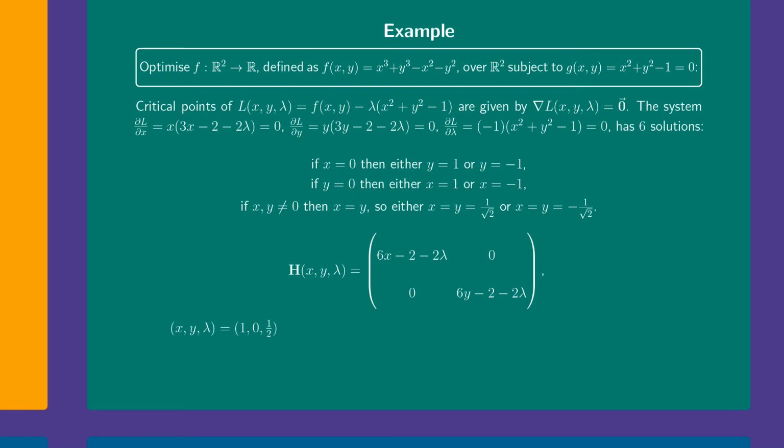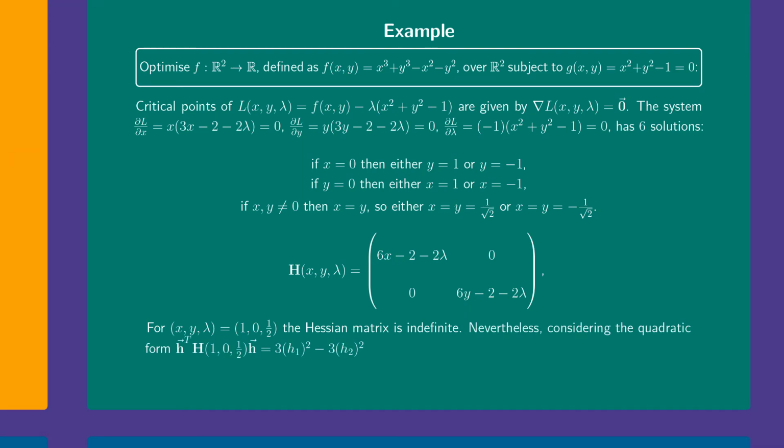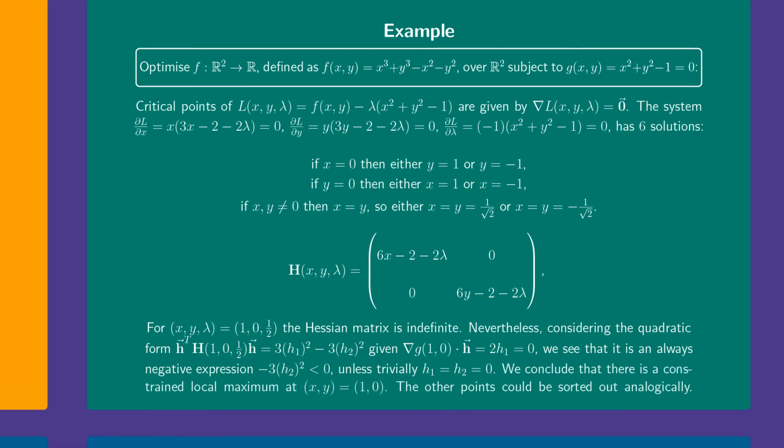Substituting these numbers to the Hessian, we obtain an indefinite matrix. No need to worry. Rewriting it as a quadratic form, we obtain 3h1 squared minus 3h2 squared, which can be both positive and negative, depending on h1 and h2. The additional condition, however, gives h1 equals 0, otherwise we would move outside the region, in which case we obtain a negative expression, unless, trivially, h2 equals 0. We may conclude that at the point 1, 0, there is a constrained local maximum.